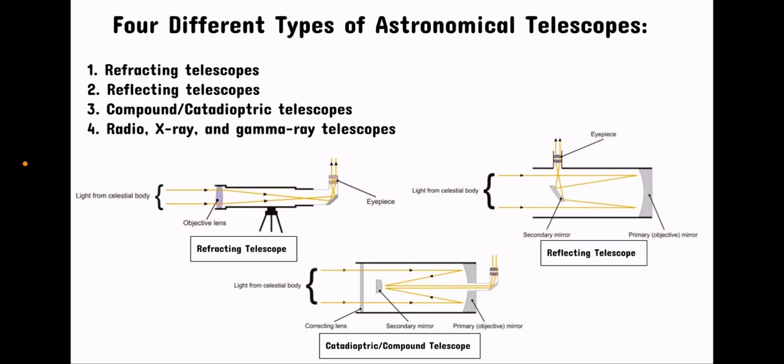And finally, we end with compound telescopes. Compound telescopes gather the celestial light, and then the correcting lens, the secondary mirror, and the primary mirror all contribute to the overall image that is displayed within the lens or the eyepiece.